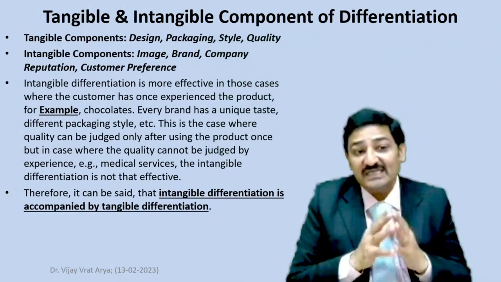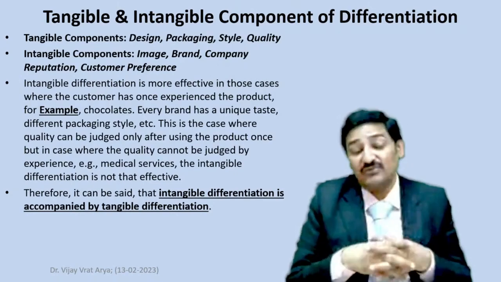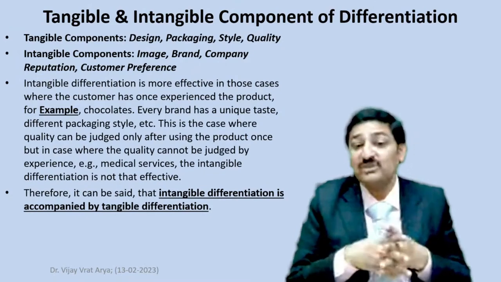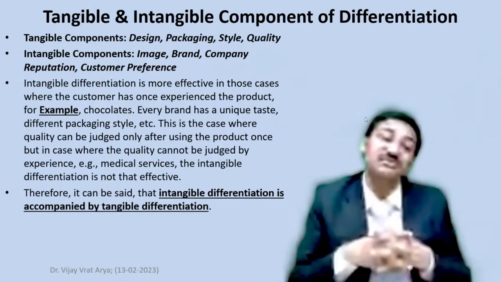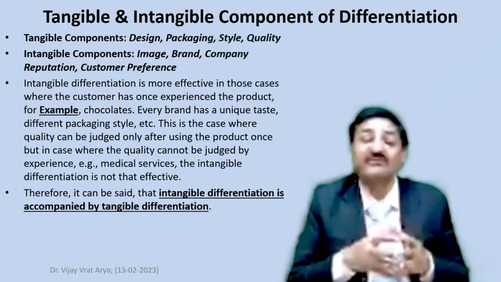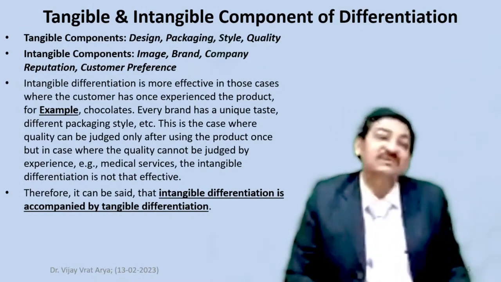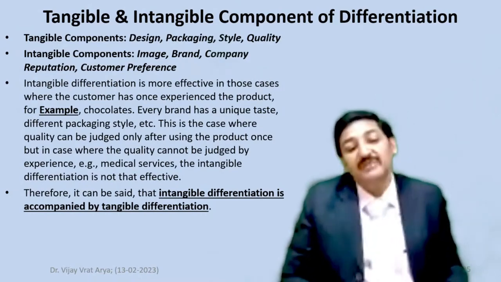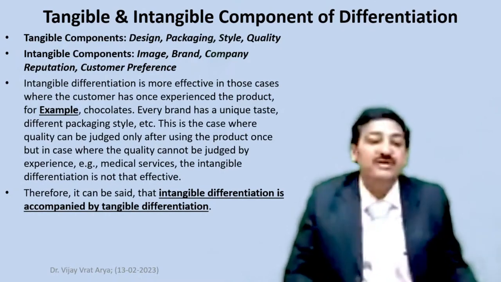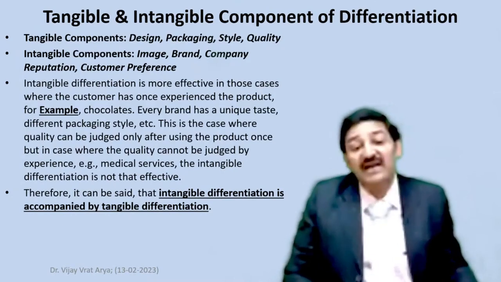But take the case where quality cannot be judged by experience itself, for example another industry, medical services. So it is more of an intangible differentiation, and this is not as effective as in the case of tangible differentiation. Therefore, based on these two types of differentiation, tangible and intangible, we can say that intangible differentiation is accompanied by tangible differentiation.